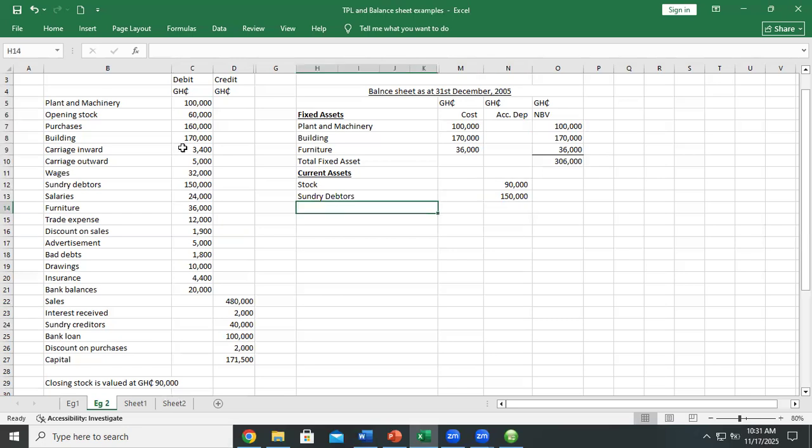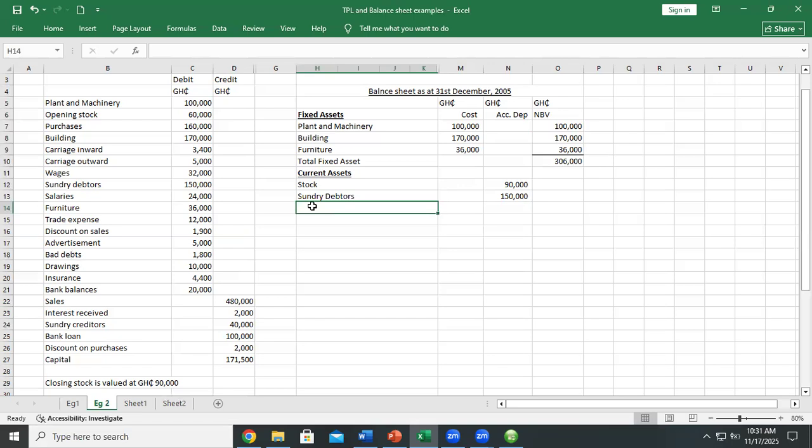Then prepaid expenses and accrued income. Now those two things, let me indicate to you, they normally come in the additional information for adjustment. So questions that do not have additional information, you don't see those prepaid expenses and all those things there. So we don't have any of them here. There's no prepaid expense. In fact, you won't see anything like that here. I'm not seeing any prepaid or accrued anything here, right?